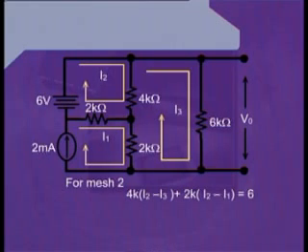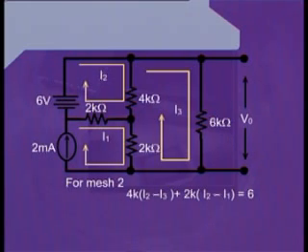After writing this term, which is 4K into (I2 minus I3), we proceed to the 2 kilo ohm resistance, which is attached in mesh number 2 in a horizontal position.